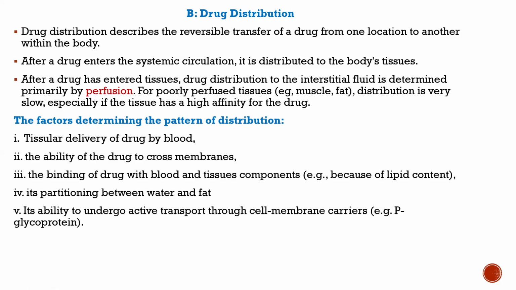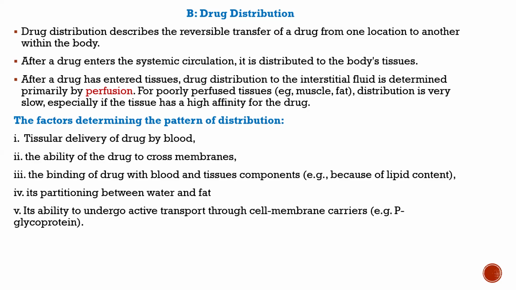which will actually disrupt the distribution of that drug. So let's look at the factors that can determine the pattern of distribution. We have tissular delivery of drugs by blood. Also the ability of the drug to cross membranes. We have the binding of drug with blood and tissue components.